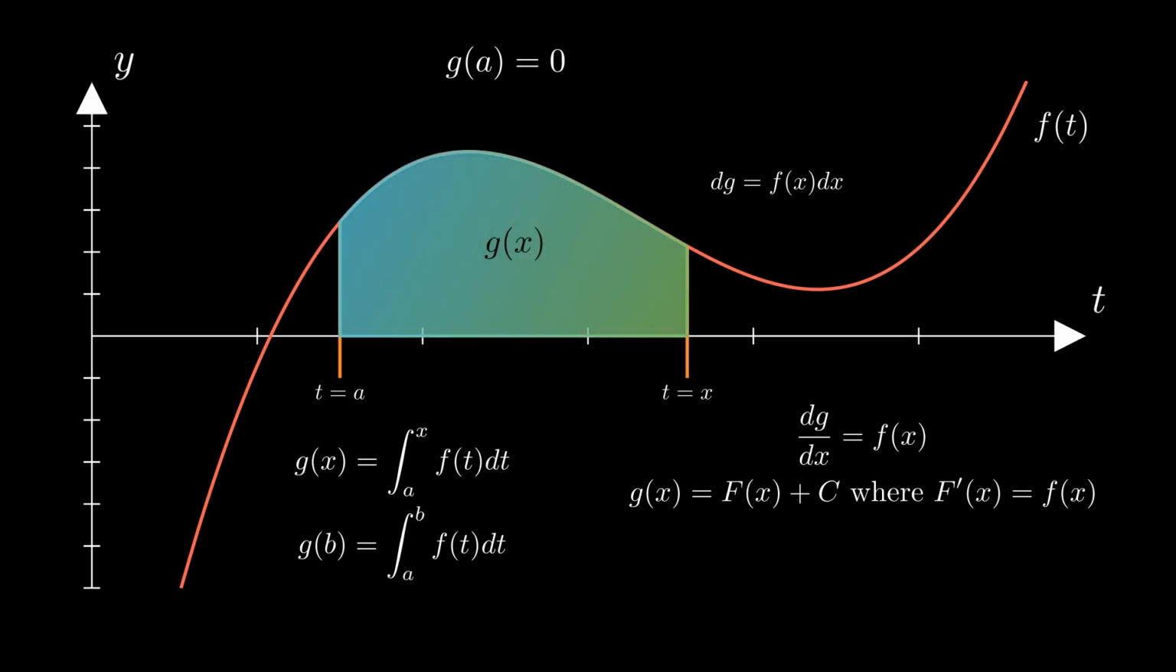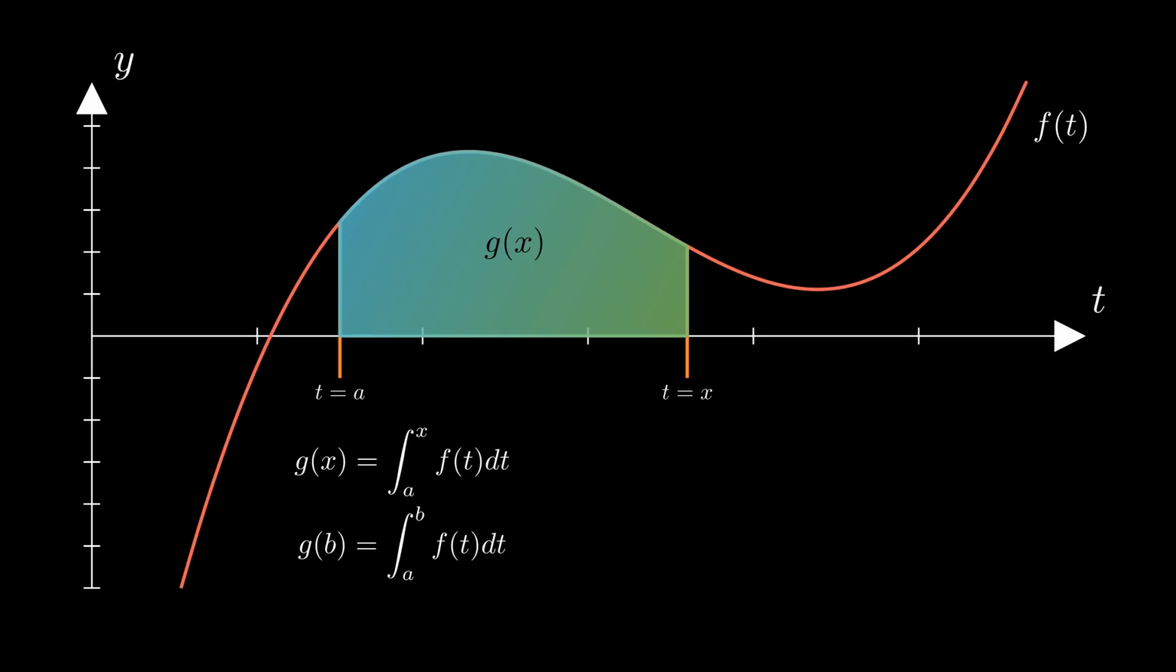Further, if we plug in x equals a into our equation for g of x, we find that g of a is equal to capital F of a plus c. We can then equate these two equations to solve for c and find that c is equal to negative capital F of a. Therefore, we can say that g of x is equal to capital F of x minus capital F of a. It follows that g of b is equal to capital F of b minus capital F of a.